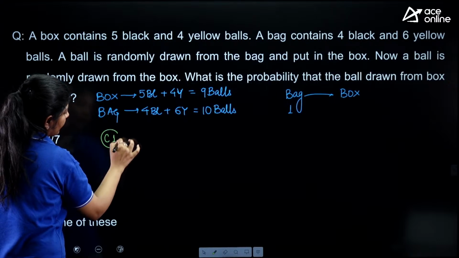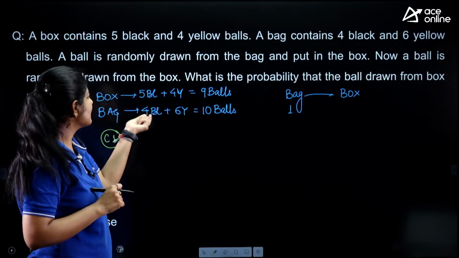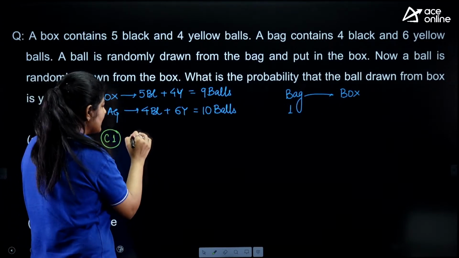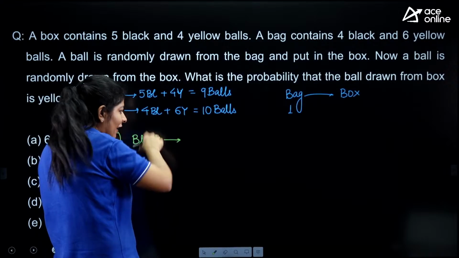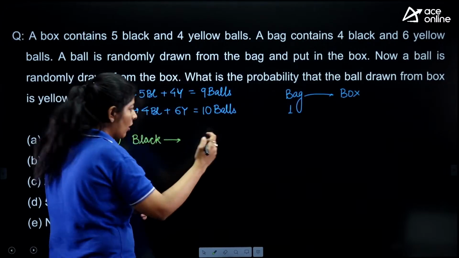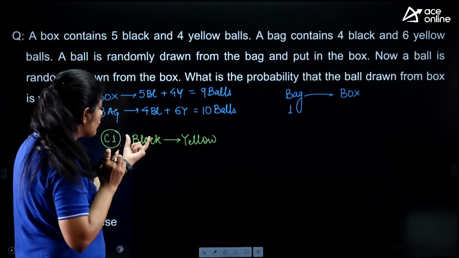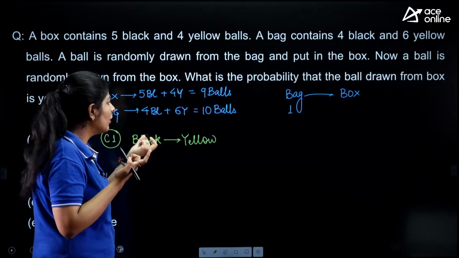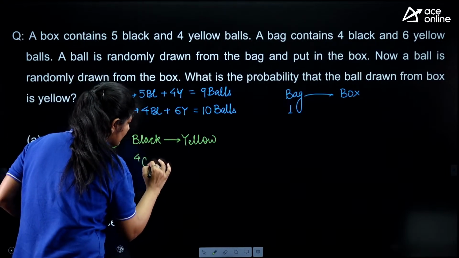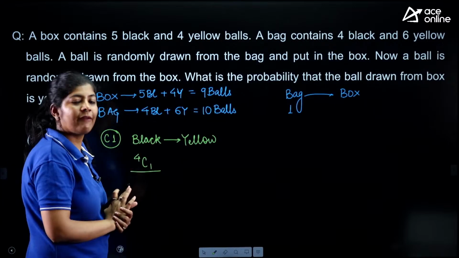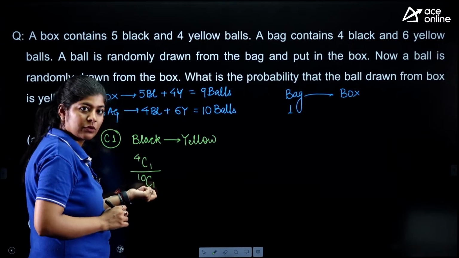Case 1. There are chances that when I am drawing a ball from the bag, I'll get a black ball. I'll put it in the box, and after that I'm drawing a ball from the box, and I'll get yellow. Ultimately I need the yellow ball, right? So what is the probability of getting one black ball from the bag? I am having a total of 4, but from that I only need 1. 4C1 divided by how many balls? 10. That means I am choosing 1. This is my favorable divided by the total sample space.